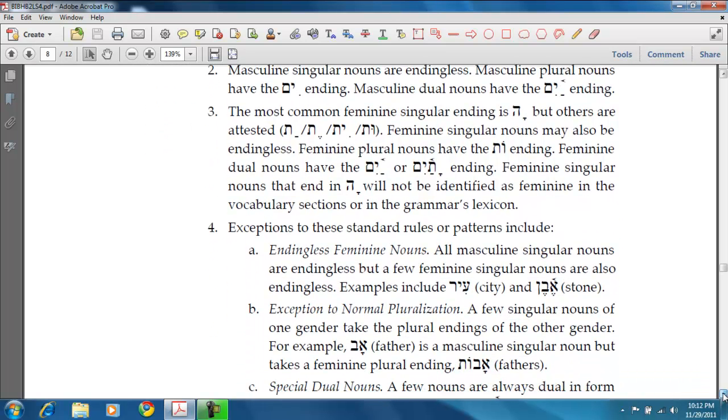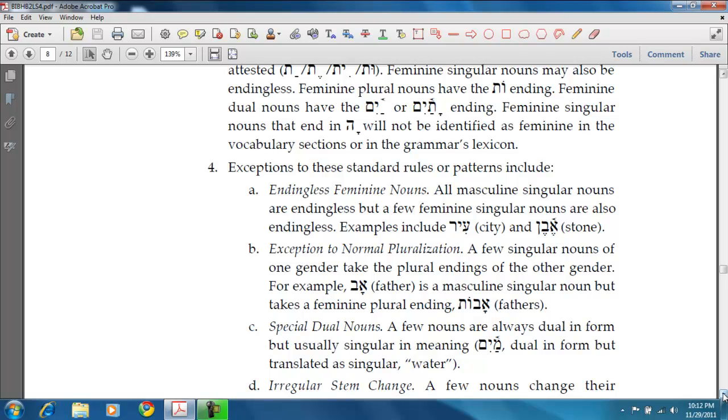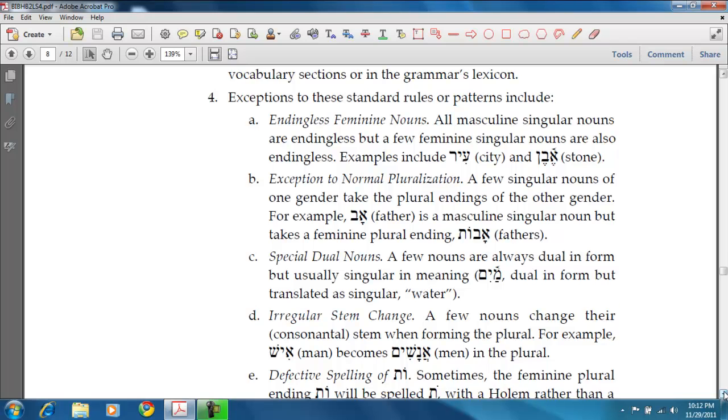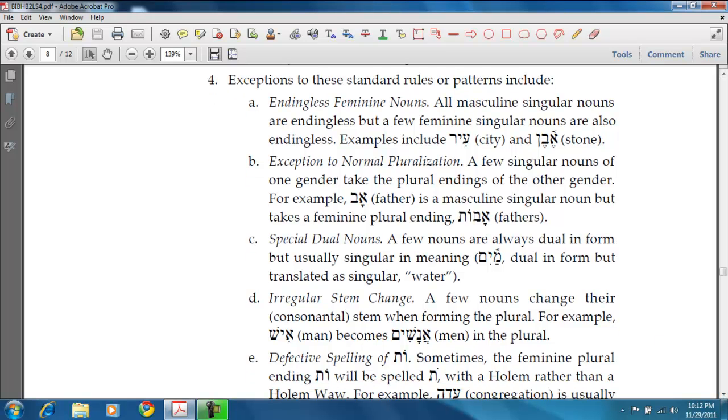And then, of course, we got all the exceptions, endingless feminine nouns, exception to normal pluralization, where we got the avot instead of avim here. I used to call them transvestite or cross-dressing nouns, but anyhow. And there may be a reason for that too. I think it's very interesting in there, both the feminine and the masculine. It seemed like Adam was zakar and nekevah, masculine and feminine.